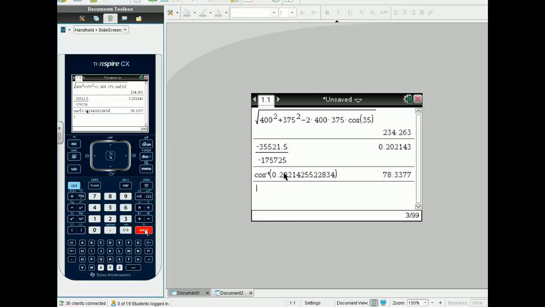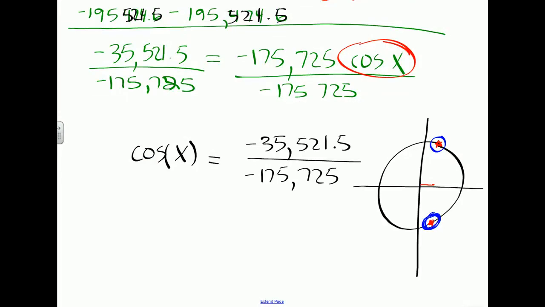78.3 degrees. Does that make sense with my picture? Does this look like it's about 78.3 degrees? Looks pretty close, huh? Because right here is 90. I like that. Does that make sense? Okay, so I'm going to conclude that my answer is correct. 78.3 degrees.